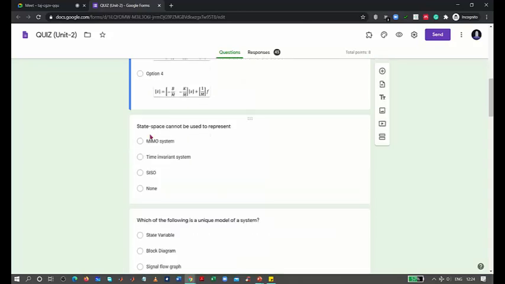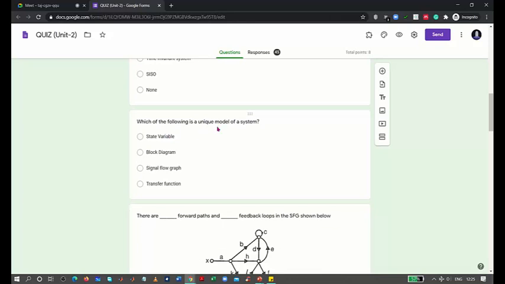Now the second question is, a state space cannot be used to represent, and I told you that there were certain limitations with transfer function which are overcome when you employ state space representation. And if you check the options, you see that the first three options, the MIMO system, time invariant system, SISO system, can be represented by the state space form, and thus option D is correct.